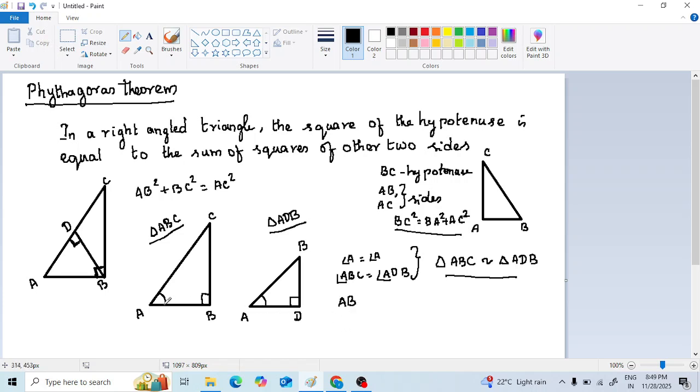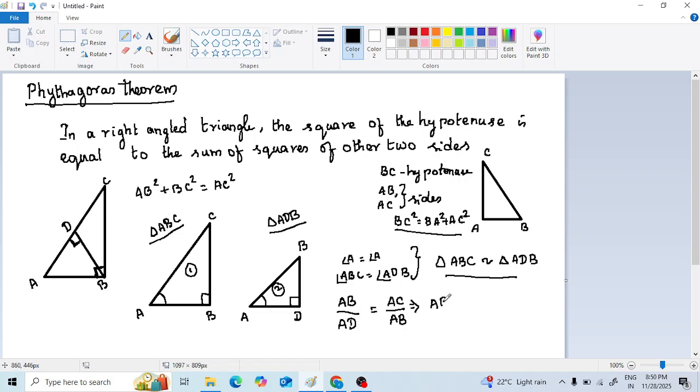So here AB. From triangle 1 and triangle 2, I can write AB by AD, the base of the two triangles, is equal to AC by AB. So the ratio of the base is equal to the ratio of the hypotenuse.